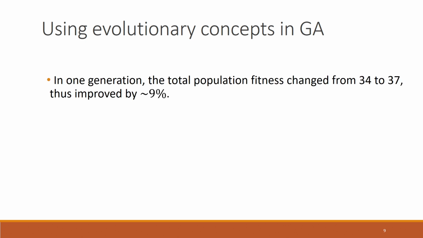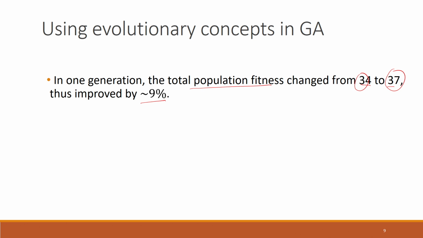So suppose that in this example that we are looking at, the total fitness value changed from 34 to 37. So what does total population fitness mean? We are adding up the fitness values of all of these strings that we have in a particular population. In the beginning, when we had randomly generated these different strings, the total population value was 34, and after doing this selection, crossover and mutation, the total population fitness comes out to be 37. So we see that there is an improvement of 9% here.